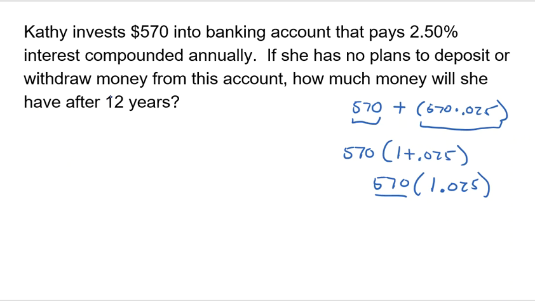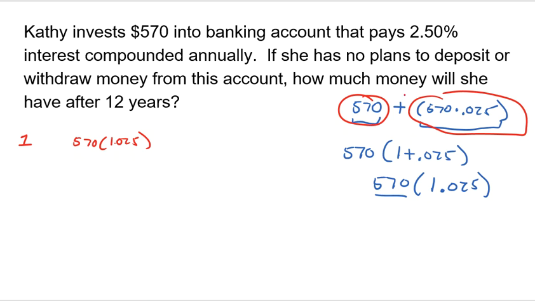So she has no plans to deposit money. How much money will she have after 12 years? So the first question is, okay, how much does she have after 1 year? Well, after 1 year, we're going to take that 570 and multiply it by 1.025, right? Does that make sense? Again, the 1 is there because we're keeping the money that she had. We're adding on the extra 0.025 of 570. So again, we can go to our calculator and calculate this. 570 times 1.025. So she now has $584.25, 25 cents in her bank account.